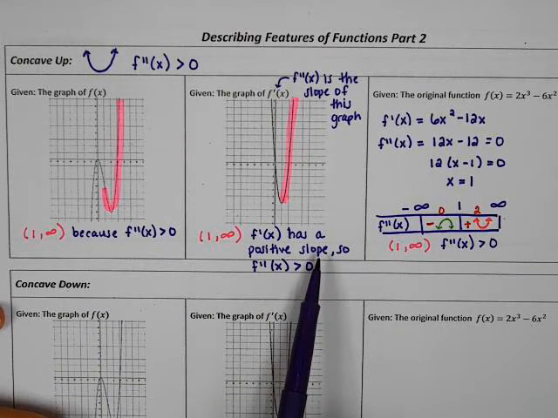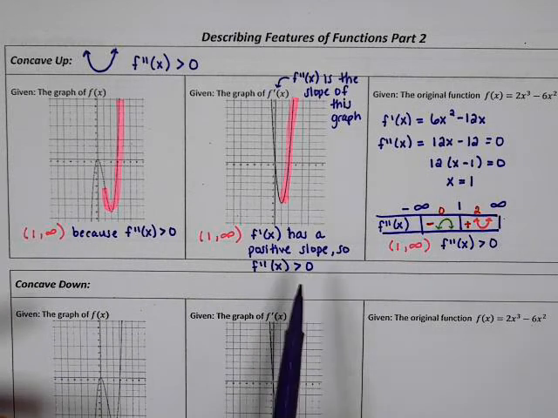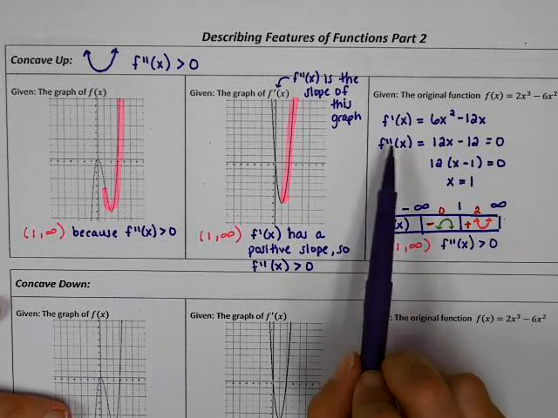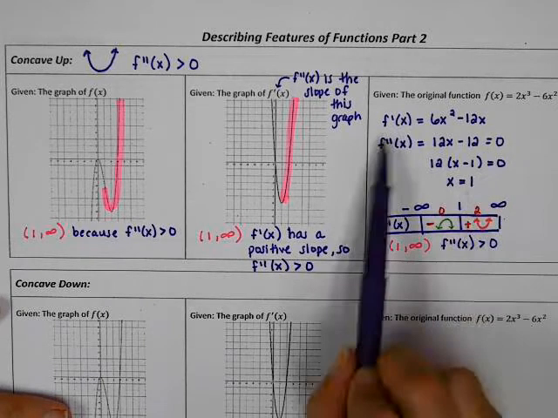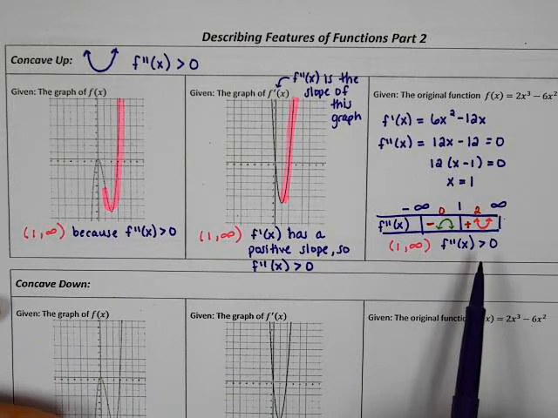I can't jump straight to just saying the second derivative is positive because I don't have the second derivative here. In this problem, however, the second derivative is something I was able to calculate, so I can jump straight to saying the second derivative is positive.